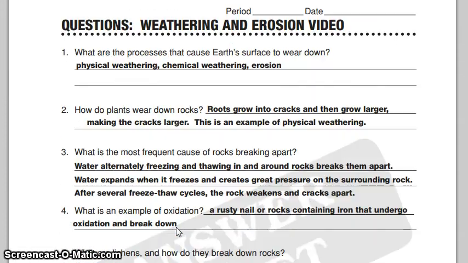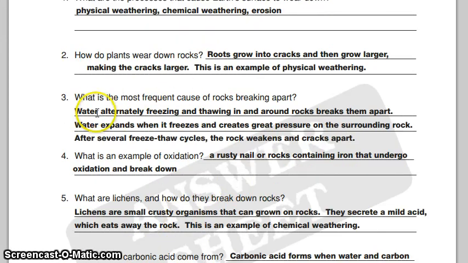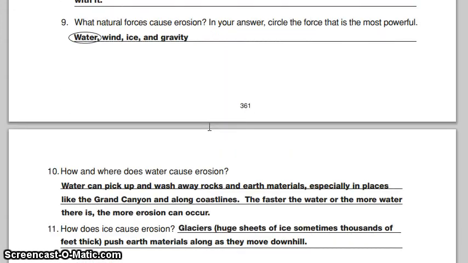Okay, as we scroll down here, we had our weathering and erosion video, and we went over some of these topics. We also went over vocabulary and a PowerPoint on examples of weathering and erosion. Some of the things I want to point out here. Question 3, the most frequent cause of rocks to break apart is going to be frost wedging, or as water freezes and thaws and gets into cracks and freezes and makes those cracks bigger and then thaws and keeps this process going over and over and over. That's one that we should make sure we know for the test.